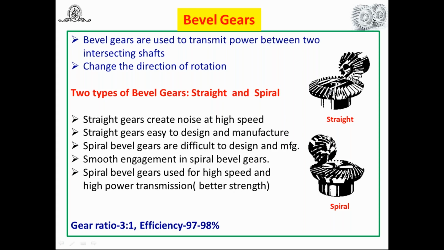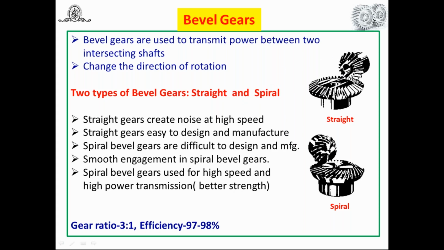it is a frustum of a cone. On the circumference of that frustum of a cone, teeth are cut. But how are these teeth cut? When these teeth are cut straight, you can see it's a straight bevel gear. When the teeth are cut with some curvature, we state it as a spiral bevel gear. Try to understand. Based on that, there are two types of bevel gear: one is straight and second one is spiral. Try to understand.